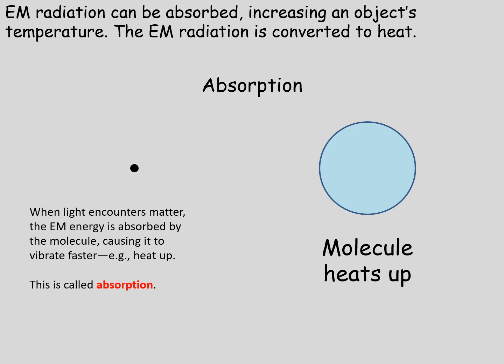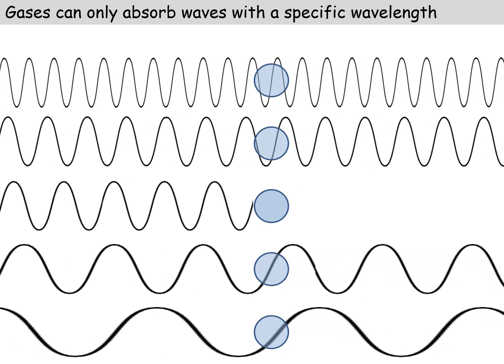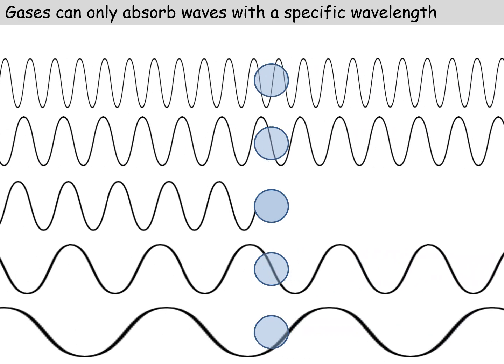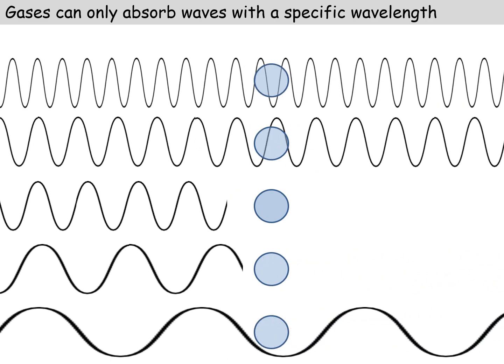When radiation gets absorbed, that's different. The energy in the radiation goes into the thing doing the absorbing, and that thing heats up. Gases can absorb electromagnetic radiation, but unlike solids, can only absorb waves with specific wavelengths.